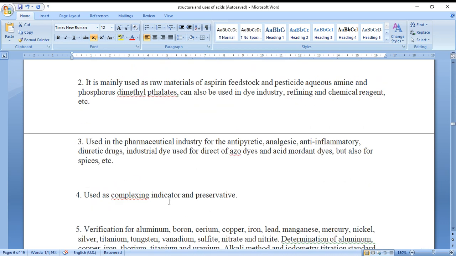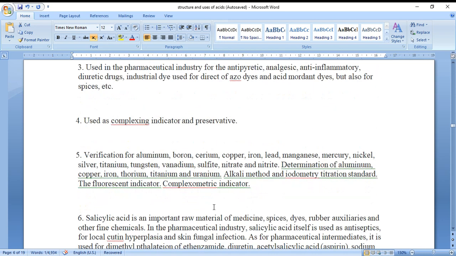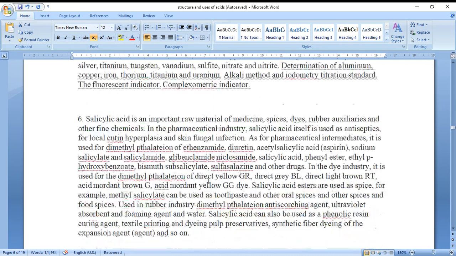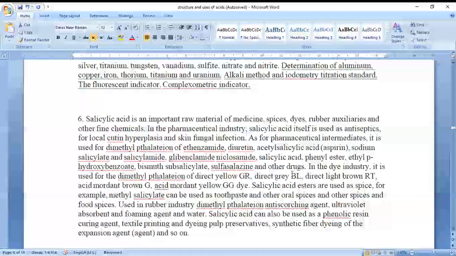And it is used as a complexing indicator and preservative. It can also be used for the determination of various metals like aluminum, copper, iron, thorium, etc. In the alkali method and iodometric titration method, generally we use a fluorescence indicator, and for complexometric indicators, generally we use salicylic acid. All these are the miscellaneous uses of salicylic acid.